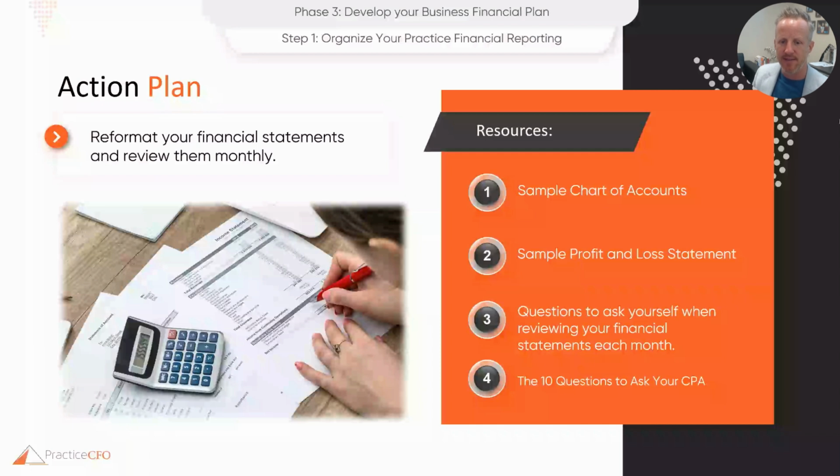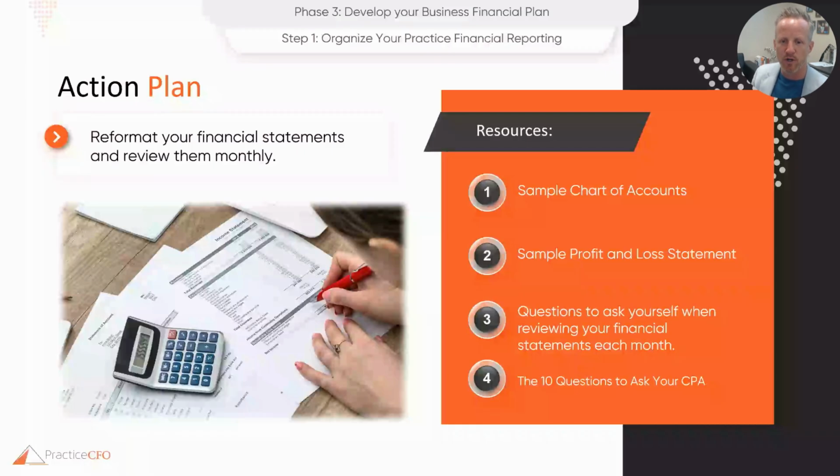and then questions to ask yourself when reviewing your financial statements each month. And then also number 4, 10 questions you can ask your CPA as well. So those are the resources that I give out whenever I do this lecture so that people can not just hear this and learn a few things, but actually go and get traction with their financial system.